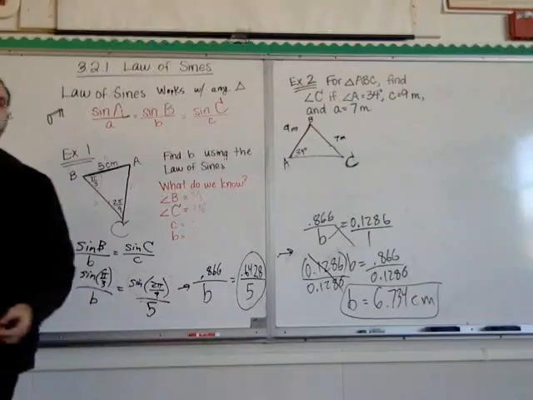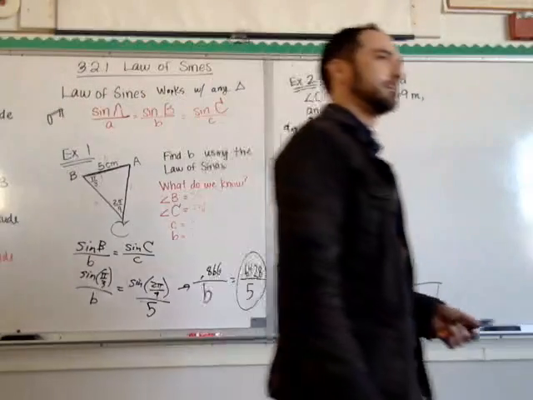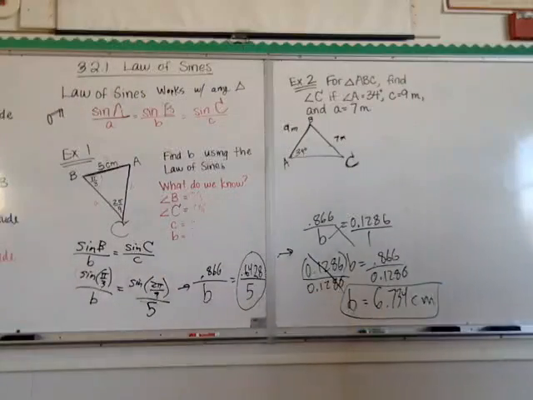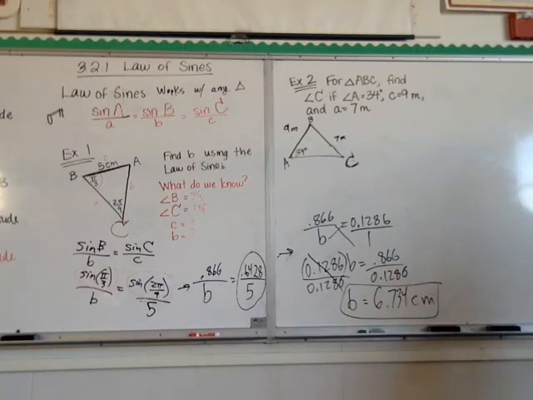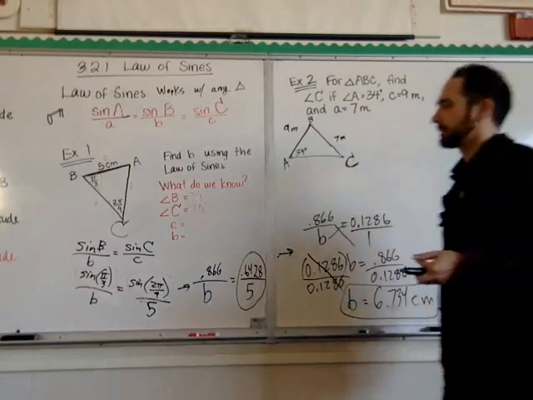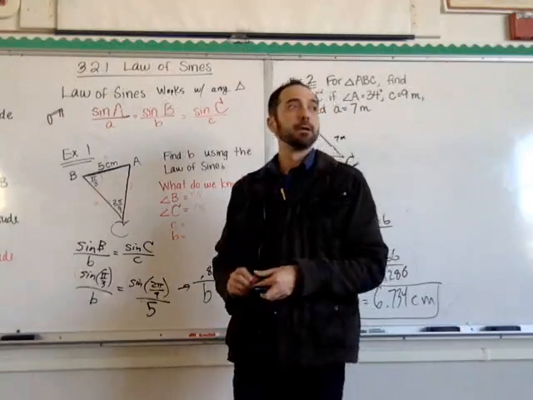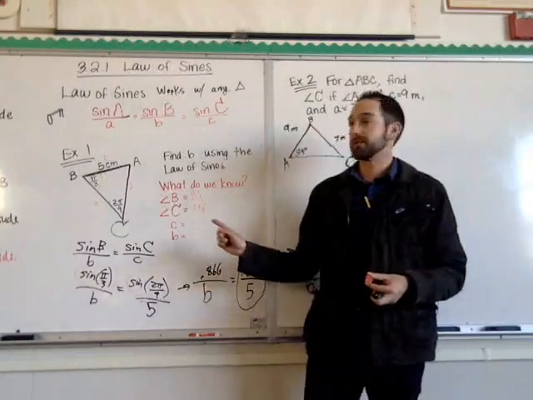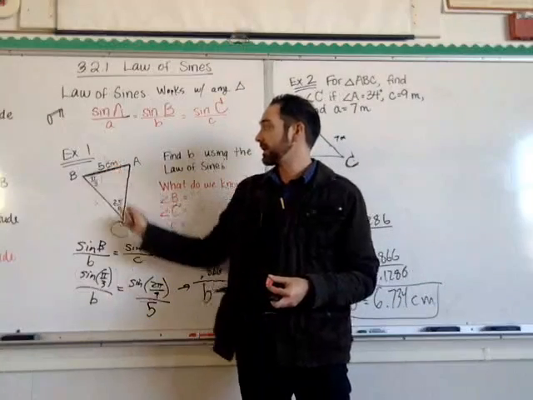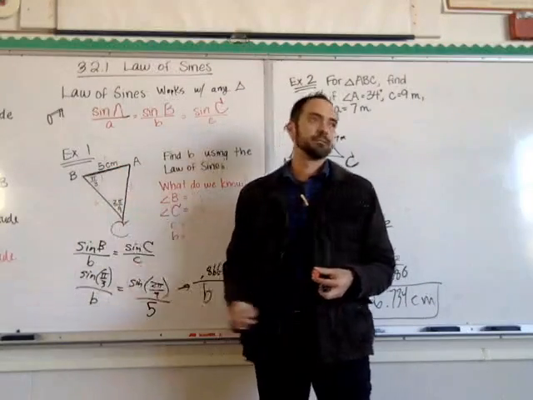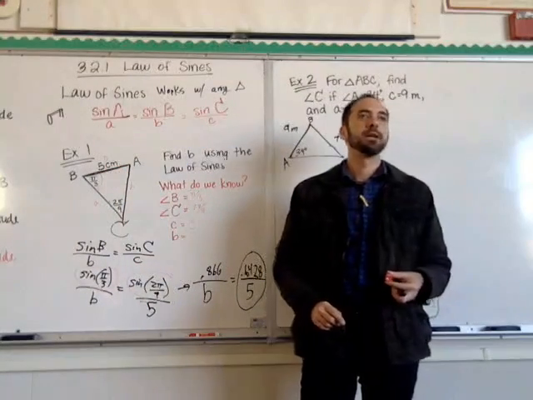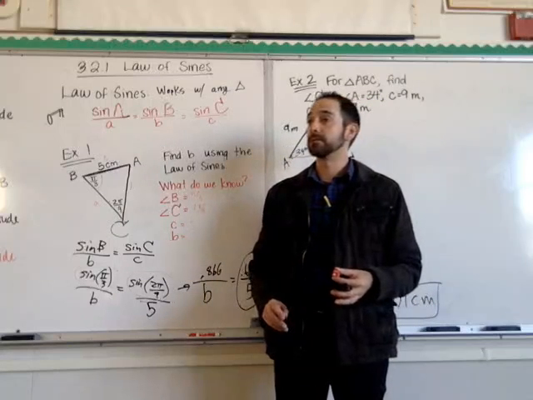Gene, what do you got? I actually have a question. Does it matter what you label the sides? For example, if I want to label 5 centimeters as A, and then between A and C is B. It does matter. Why are these assigned in certain positions here? Why is C here and B here? It's opposite. It's always exact opposite from the angle, right?